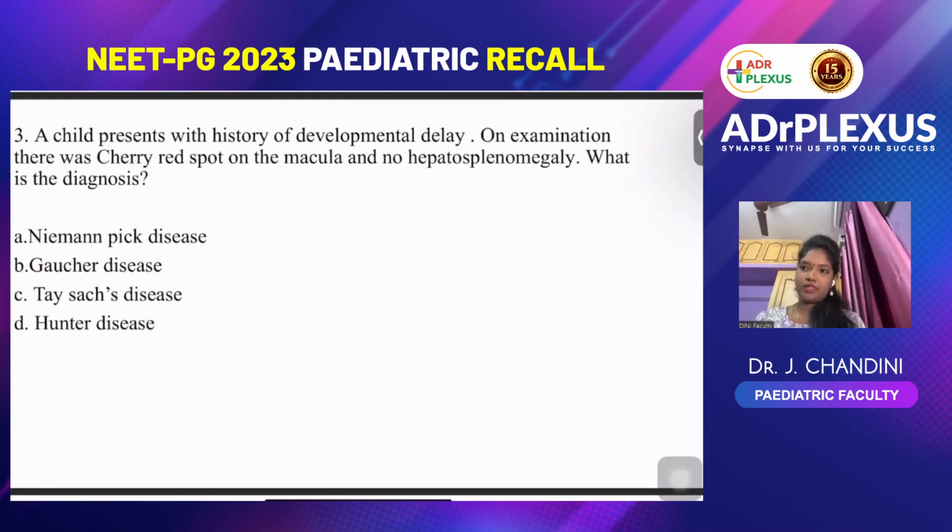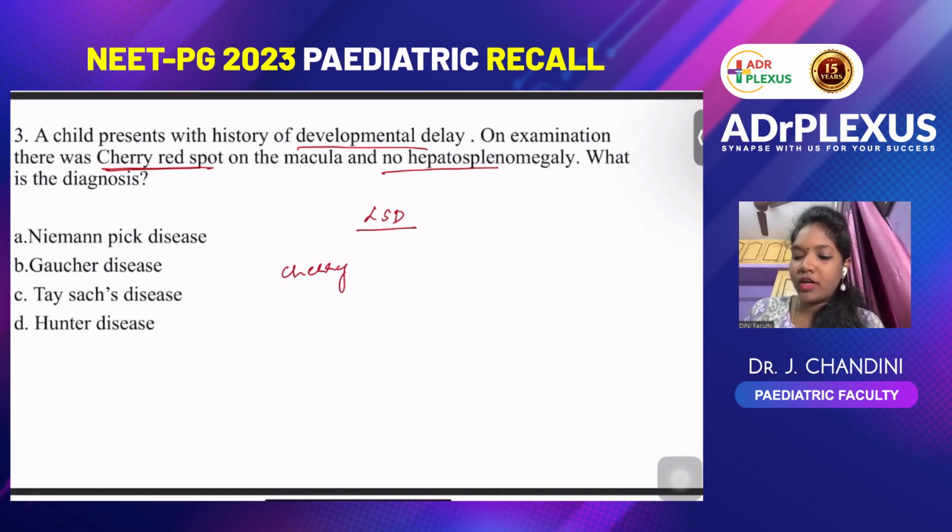Now coming to the third question. A child presents with history of developmental delay. On examination, there was cherry red spot on the macula and there is no hepatosplenomegaly. What is the diagnosis? The options given were Niemann-Pick, Gaucher, Tay-Sachs and Hunter. We all know all these four are lysosomal storage diseases, inborn errors of metabolism. The child is having a cherry red spot on the macula.